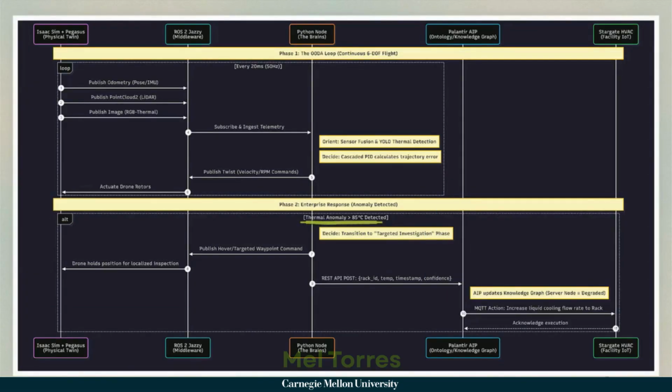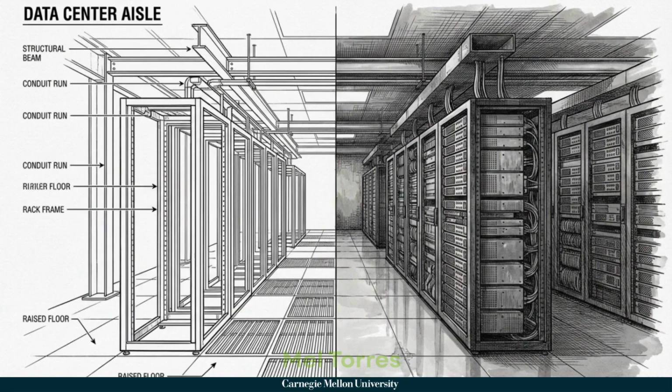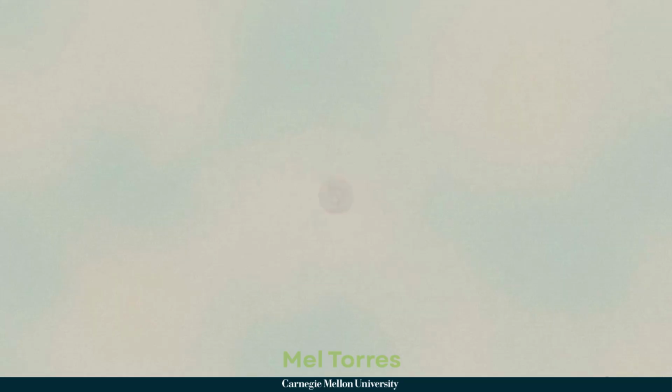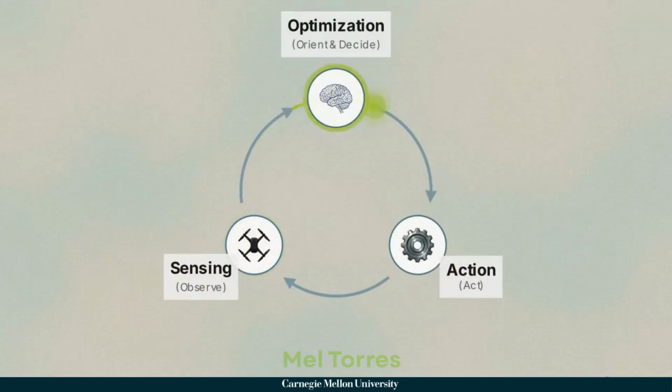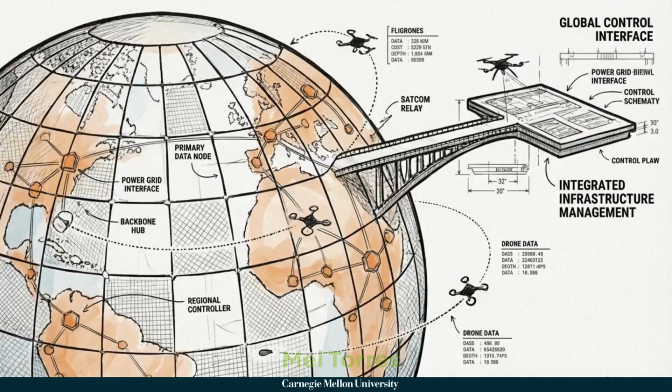If the drone detects a thermal anomaly exceeding 85 degrees, the system transitions into an investigation phase, issuing commands to increase liquid cooling. An operational digital twin calculates the optimal future state and issues the physical commands to achieve it. It converts a passive alert into a closed loop of sensing, optimization, and action. This drone testbed is the foundation for a much larger enterprise vision, HelioViews.